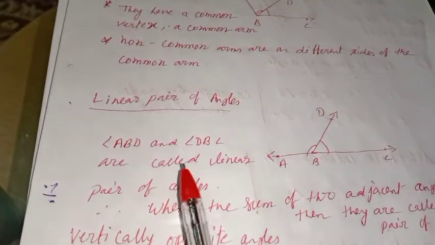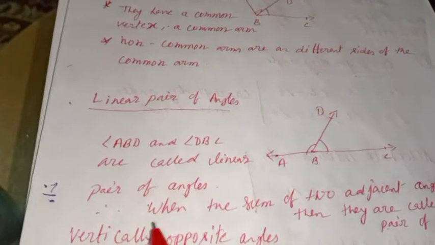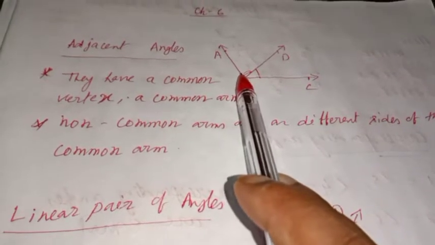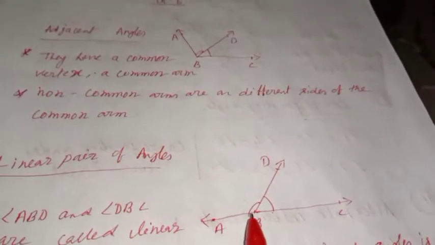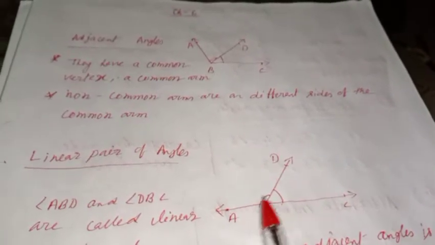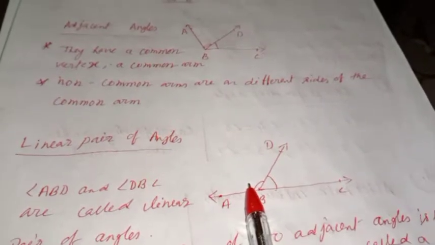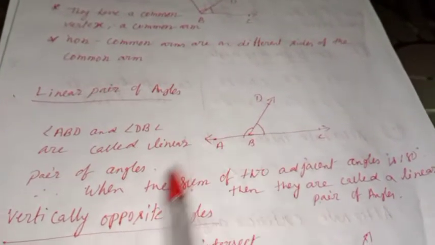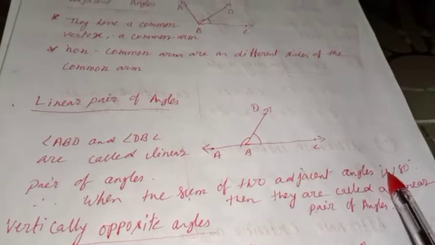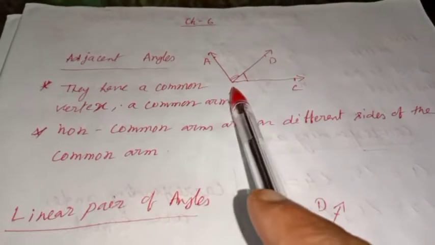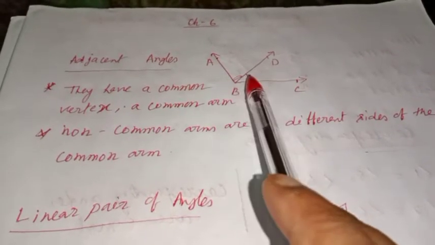Linear pair of angles. Angle ABD and angle DBC are called a linear pair of angles. Suppose these are adjacent angles. If you rotate AB and it becomes a straight line, then this pair is called a linear pair of angles. Understood now? That means ABD and DBC are a linear pair. When the sum of the two adjacent angles is 180, that is, when you rotate AB and it becomes a straight line, the pair of angles is called a linear pair.